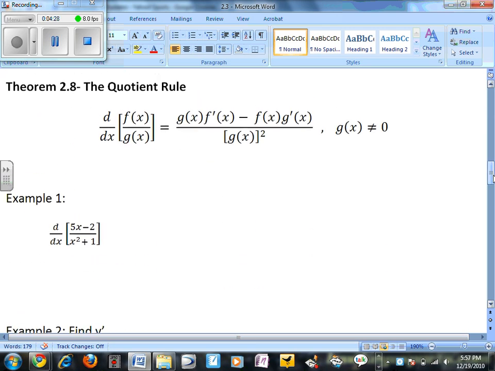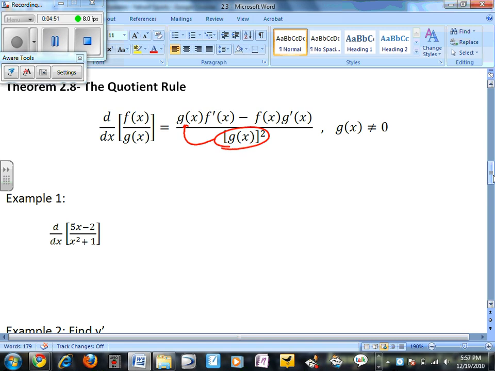Moving on to the quotient rule. Here we'll have a function all over another function. The quotient rule says that we take what's on the bottom, bring it up, and multiply it by the derivative of the top. Then we subtract the top times the derivative of the bottom, all over the bottom squared.